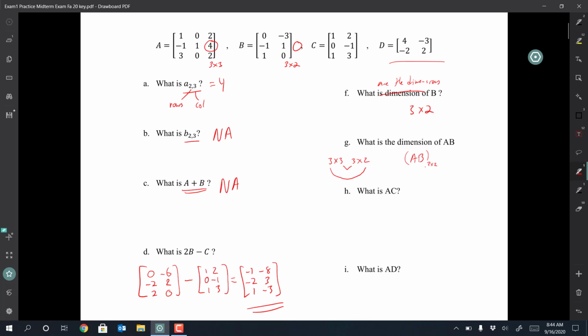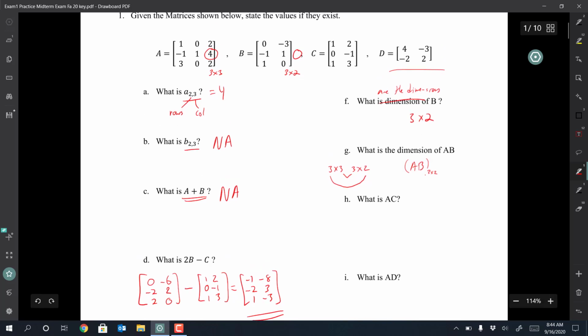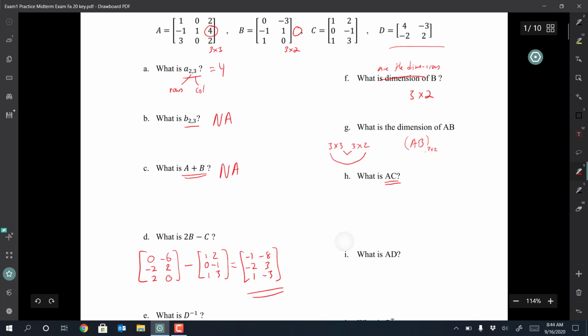Next is what about AC? What is AC? Now this is not asking for the dimension, this is asking for the actual product. So now I have to take my matrix A, 1, 0, 2, negative 1, 1, 4, 3, 0, 2, and multiply it by my matrix C. When I'm doing this multiplication, I'm going to do the row vector method. I'm basically taking the matrix times the first column to get the first column of the product.